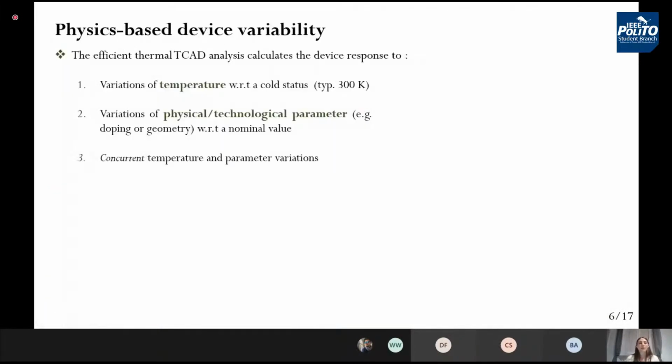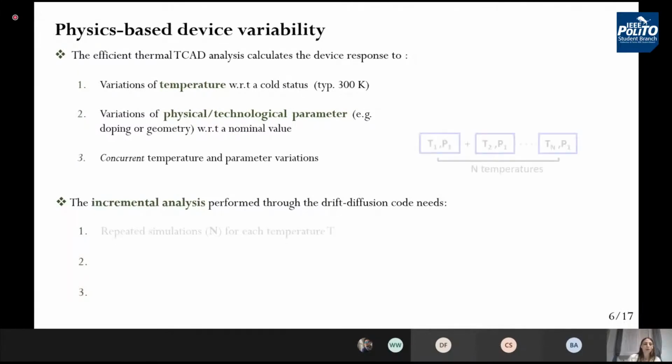Okay, with this code, we want to calculate the device response to temperature variations with respect to a cold status, which is typically 300 Kelvin, or physical or technological parameter variations with respect to a nominal value, and finally concurrent temperature and parameter variations together.